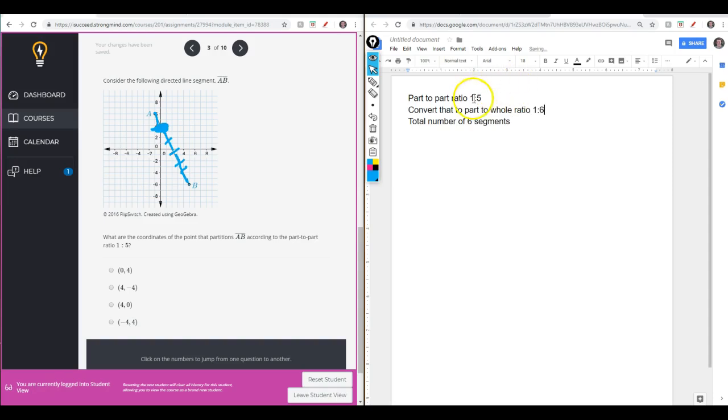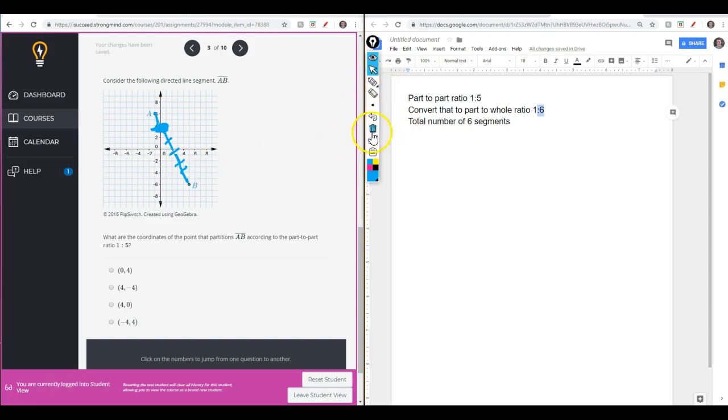Now the reason why I'm sticking with 1 is because this is a directed line segment and they started from A, and from point A to point B they just want 1 segment away from point A and then the point. So that's why I kept this 1. Part to whole: 1 segment away from point A compared to the 6 segments in the whole directed line segment.